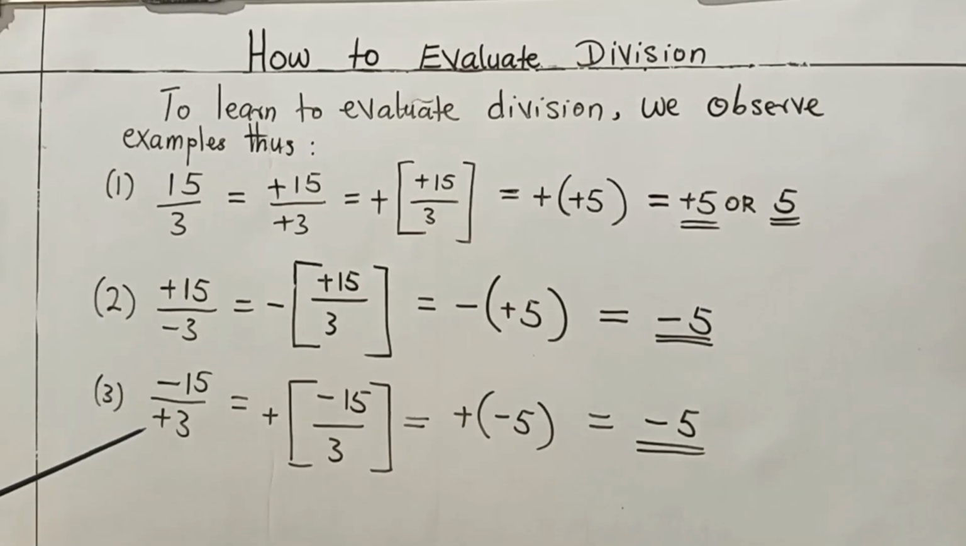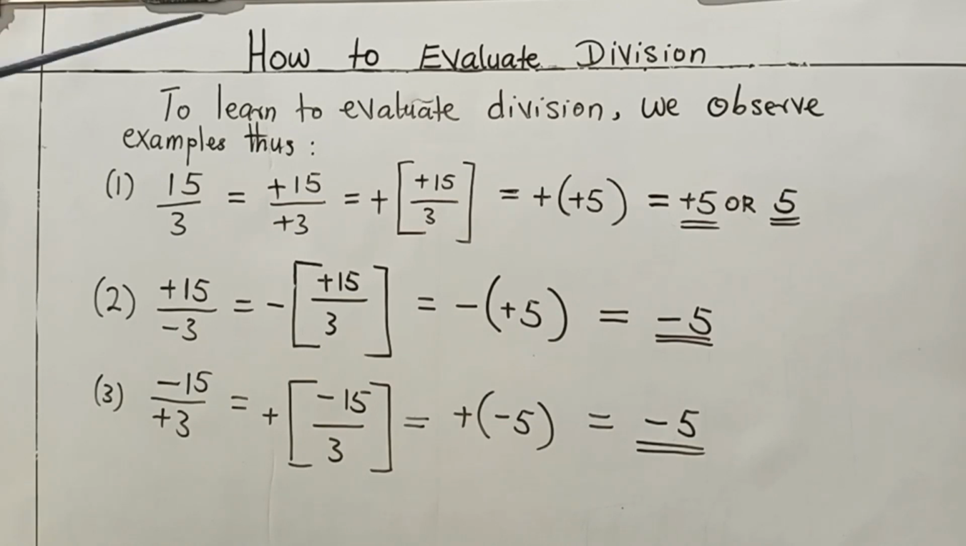Minus 15 over plus 3. Again, like before, we extract this plus and place it before a common bracket. This minus 15 is still where it is, now over 3. The next thing that follows will be gotten by means of interpretation. How do we do it?